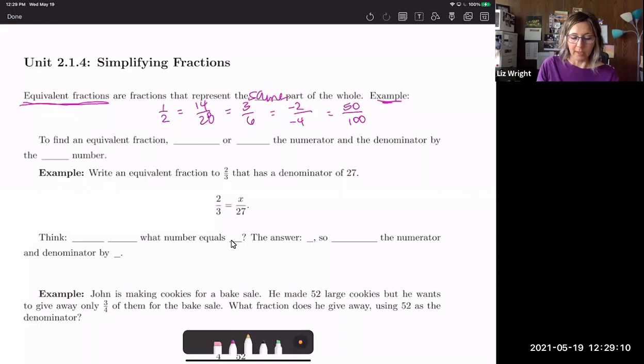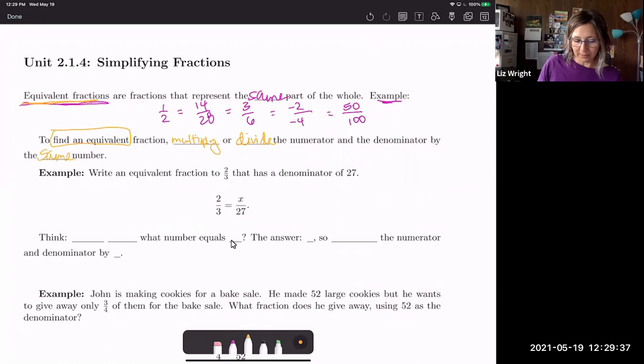And so how do we find those equivalent fractions? So now I know what an equivalent fraction is. How do I find that? Well, we are going to either multiply or divide the numerator and the denominator by the same number.